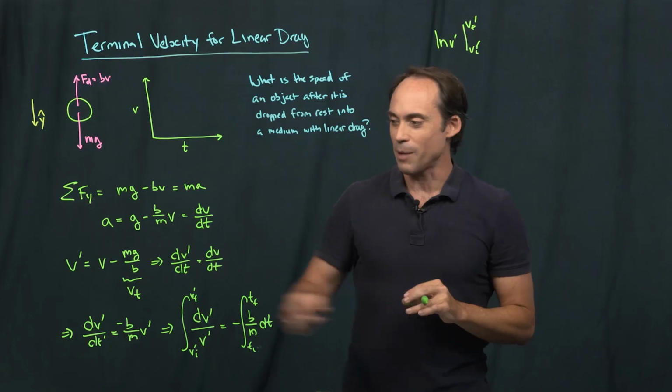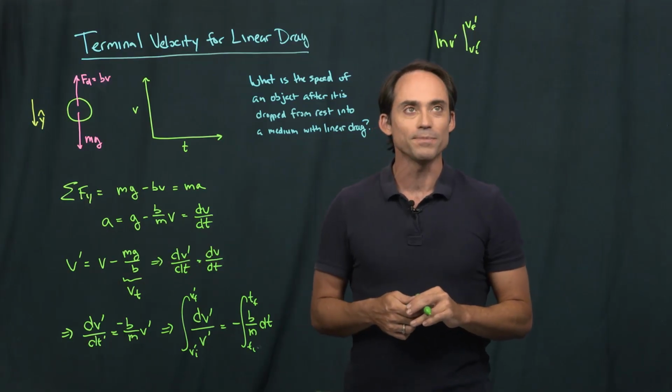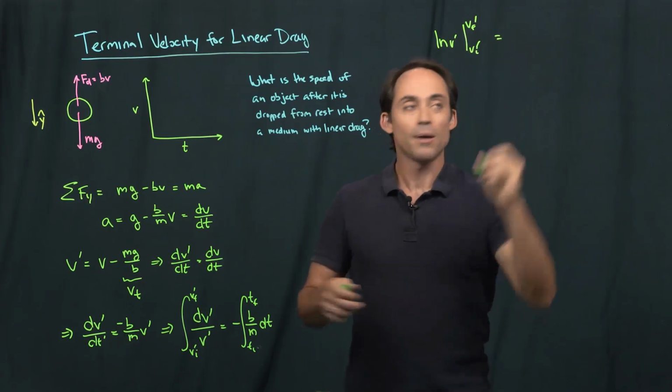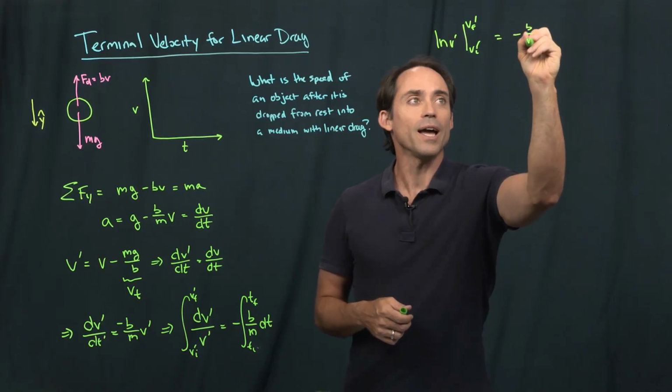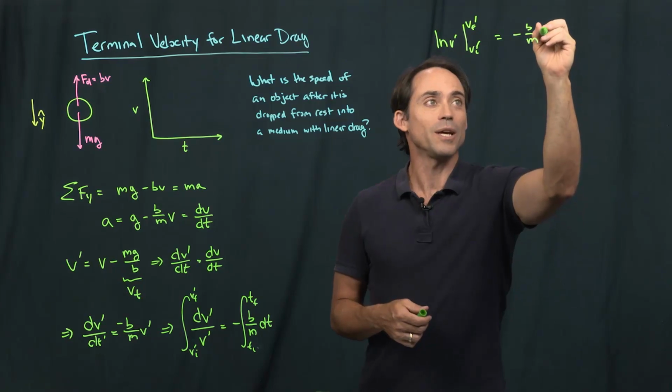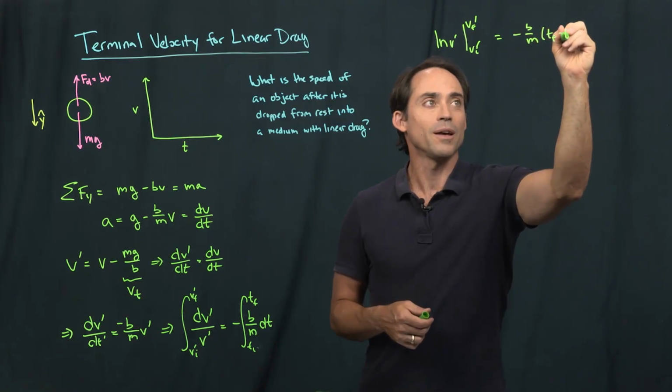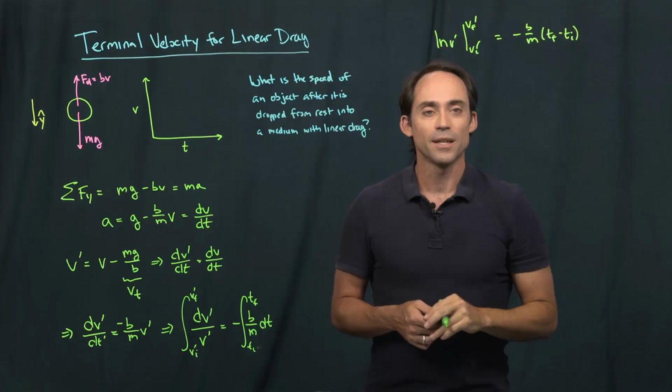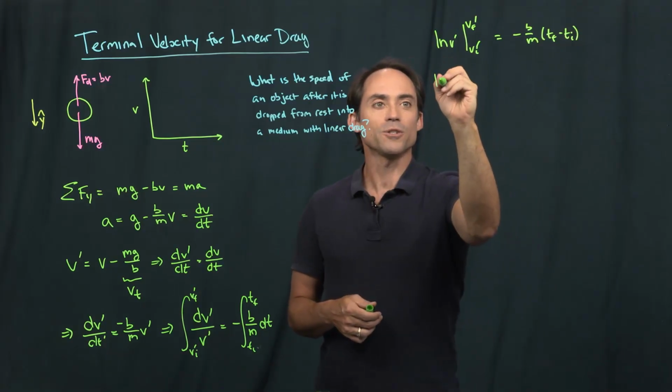And remember, keep in mind that v prime is this change in variables we've done over here. And that's equal to minus b over m times the integral of just dt, which is just the difference between our final time and our initial time. Now, the logarithm here, so let's write out these terms.